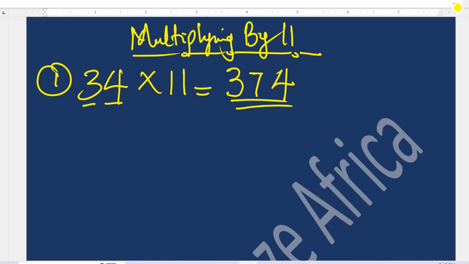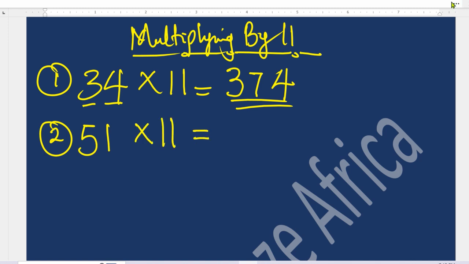That's the answer. Now listen and pay attention to the next one. 51 times 11. I will write down the first digit, which is 5, and the last digit, which is 1. Then I add 5 and 1 together. 5 plus 1 is 6. I'll write 6 in the middle. So my answer is 561. Wow, so easy.